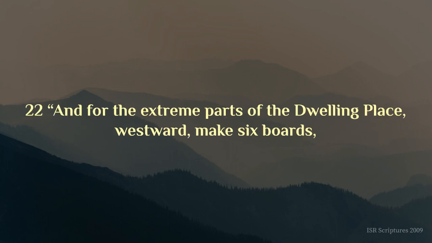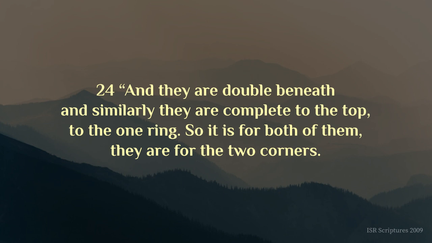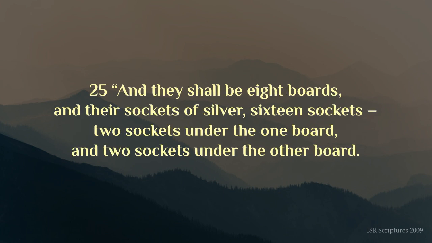And for the extreme parts of the dwelling place, westward, make 6 boards, and make 2 boards for the 2 back corners of the dwelling place, and they are double beneath, and similarly they are complete to the top, to the one ring. So it is for both of them, they are for the 2 corners. And they shall be 8 boards, and their sockets of silver, 16 sockets, 2 sockets under the one board, and 2 sockets under the other board.